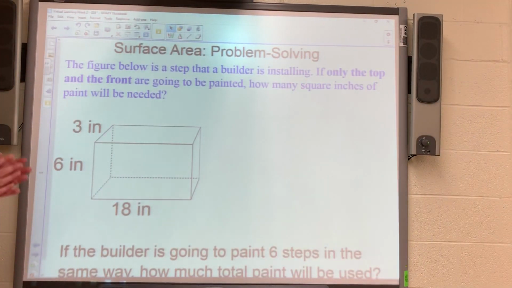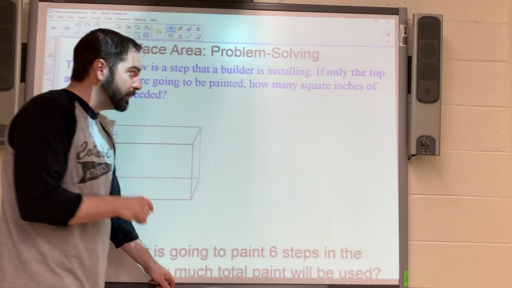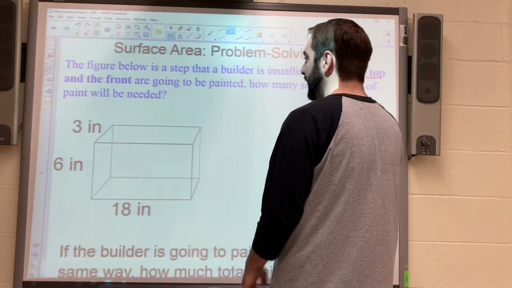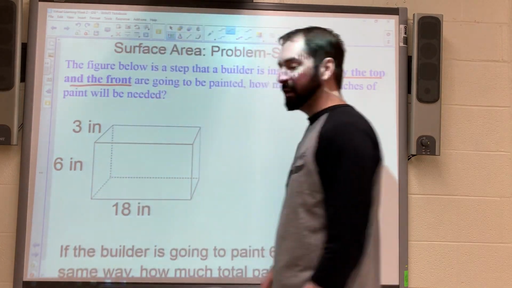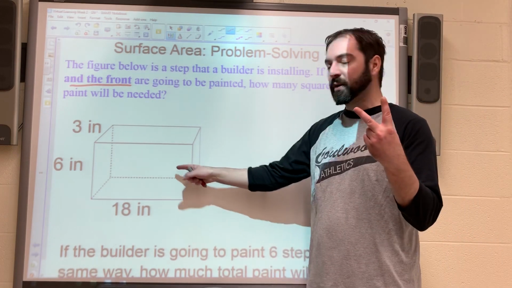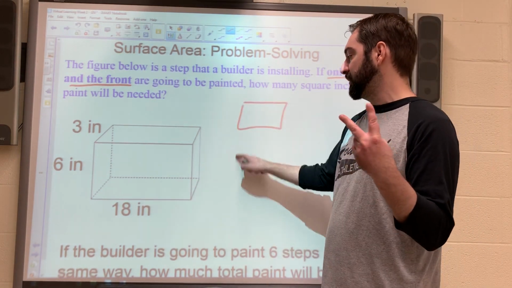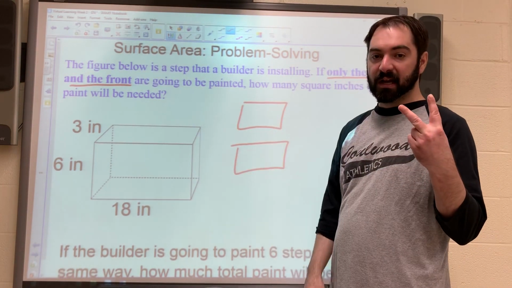Okay? All right, another problem solving. The figure below is a step that a builder is installing. If only the top and the front are getting painted, how many square inches will be needed? Okay, a couple things. They made a big deal of this. They're only painting the top and the front. So I look at this, that's 2 rectangles. So I'm going to draw myself 2 rectangles. I know they're only painting those 2 sides.